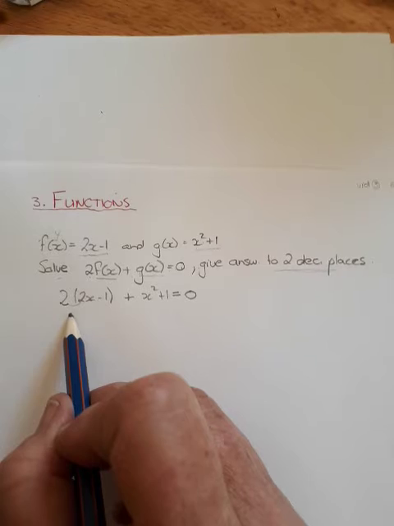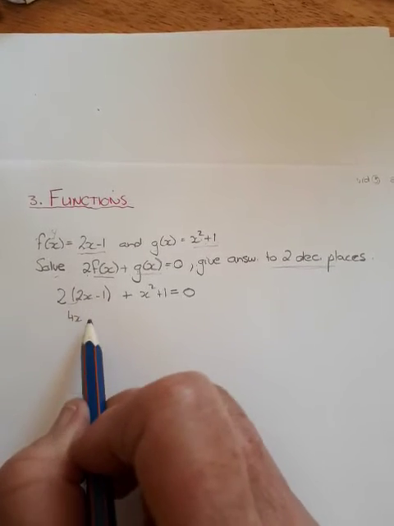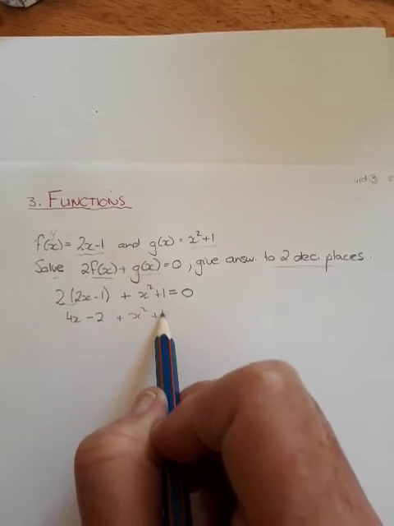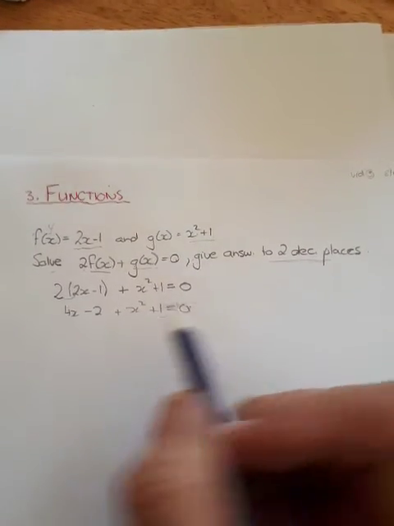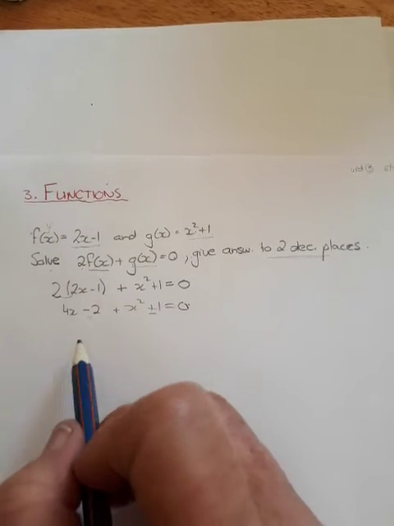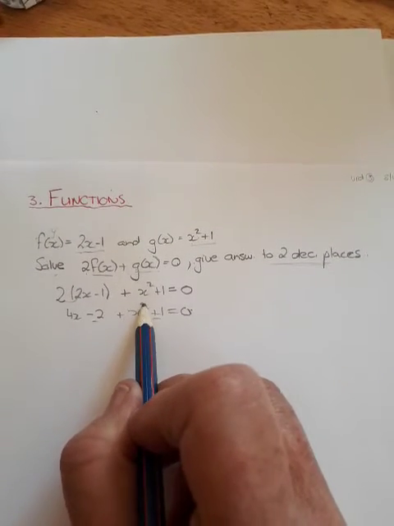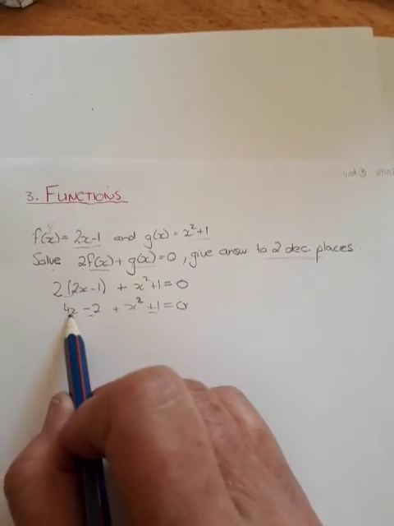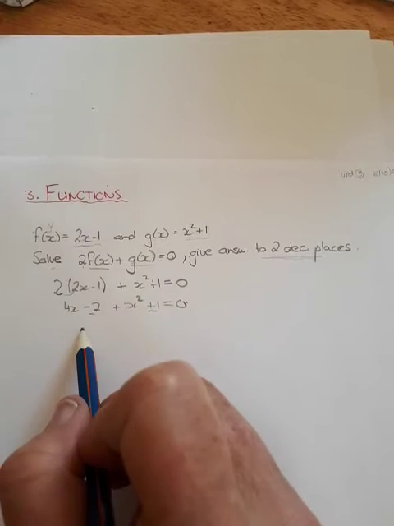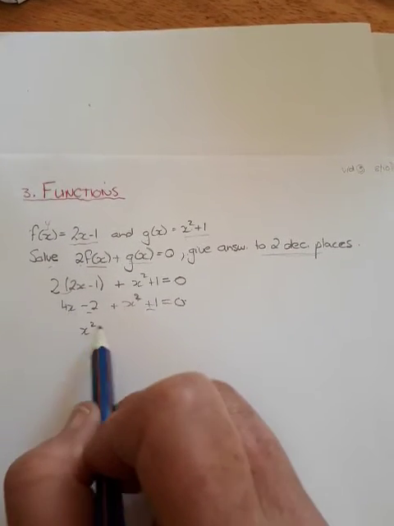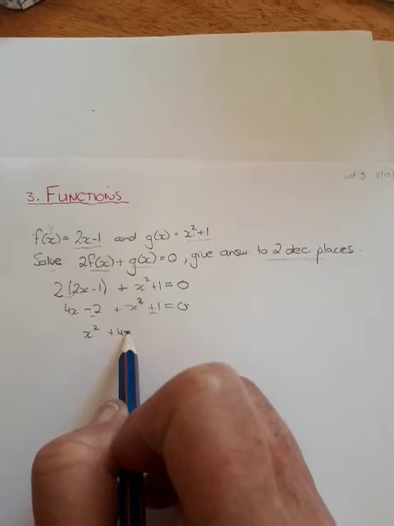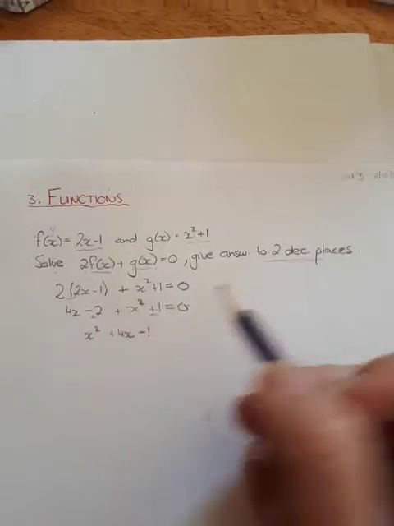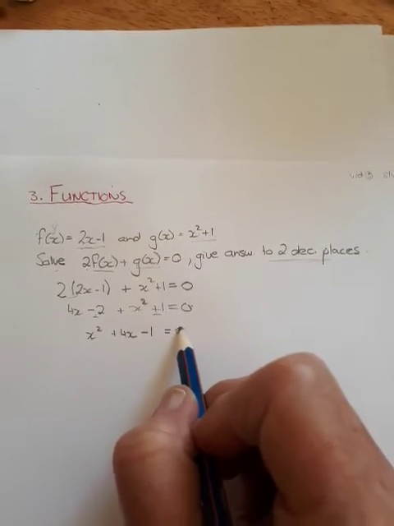So 2 times 2x is 4x, and 2 times negative 1 is negative 2, plus x squared plus 1 equals 0. Let's simplify or calculate, and I'm going to immediately write it into the quadratic trinomial format because I recognize that already. So that then becomes x squared plus 4x, right? And negative 2 plus 1 is negative 1, which equals 0.